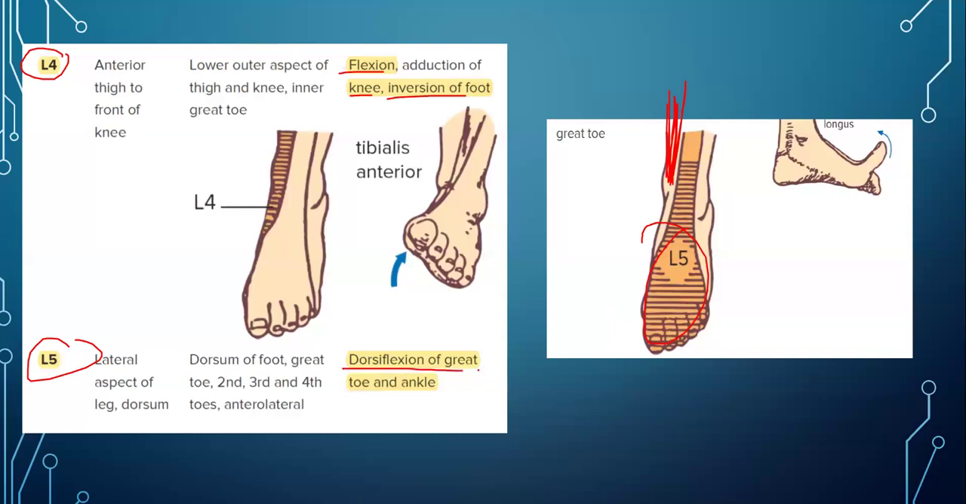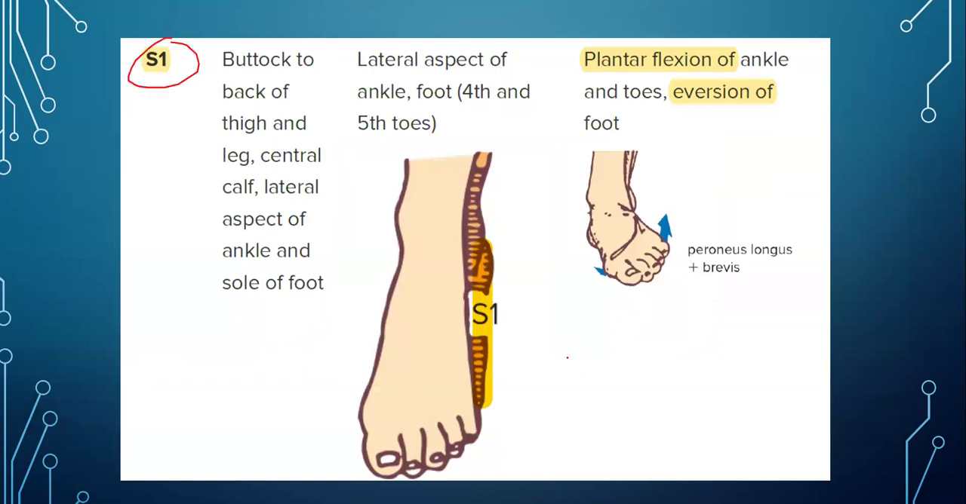L5 supplies the outer part of the lower leg, including the dorsum of the foot. So its main function is dorsiflexion of the ankle. Not only dorsiflexion of the ankle, it also helps with inversion and eversion of the foot. S1 mainly supplies the lateral part of the front of the leg, and also definitely the sole of the foot. It causes plantar flexion of the ankle and also sometimes eversion of the foot.